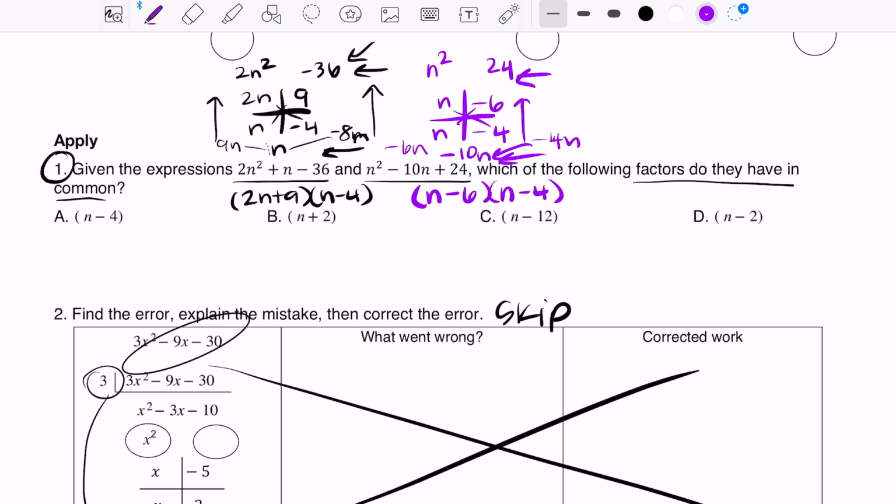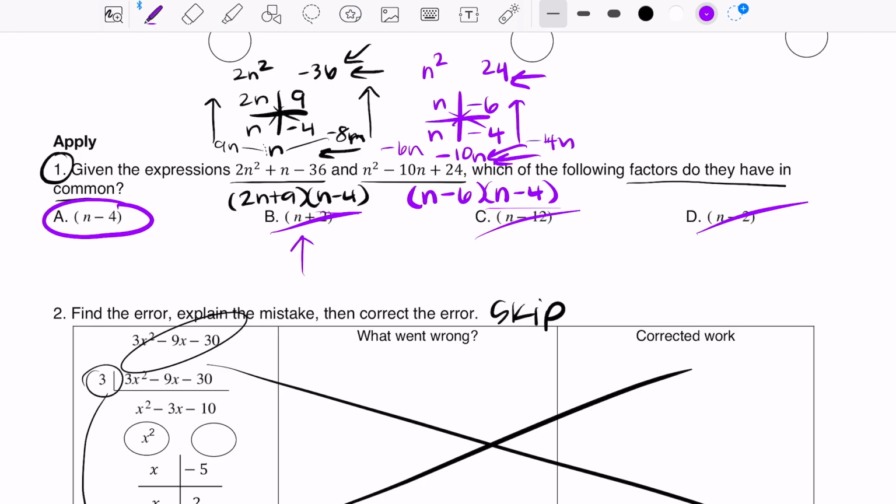And the question is, what do they have in common? Well, they definitely both have an n minus 4, but not an n minus 2, not an n minus 12, and not, sorry, an n minus 2, even though this one I said minus 2, but it's a plus 2.